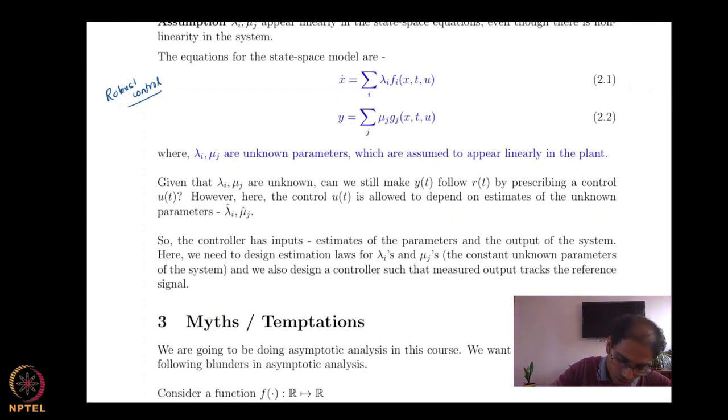In robust control, there are no estimates. The first important thing to remember is that in robust control, there are no estimates of any parameters. If there is an uncertainty, it is classified as a sort of structured or unstructured uncertainty, and it is dealt with as is.